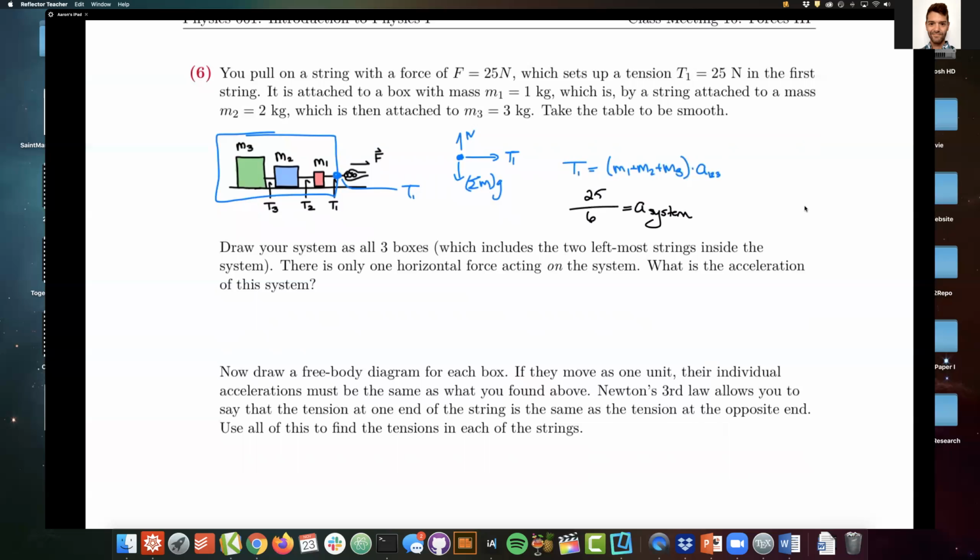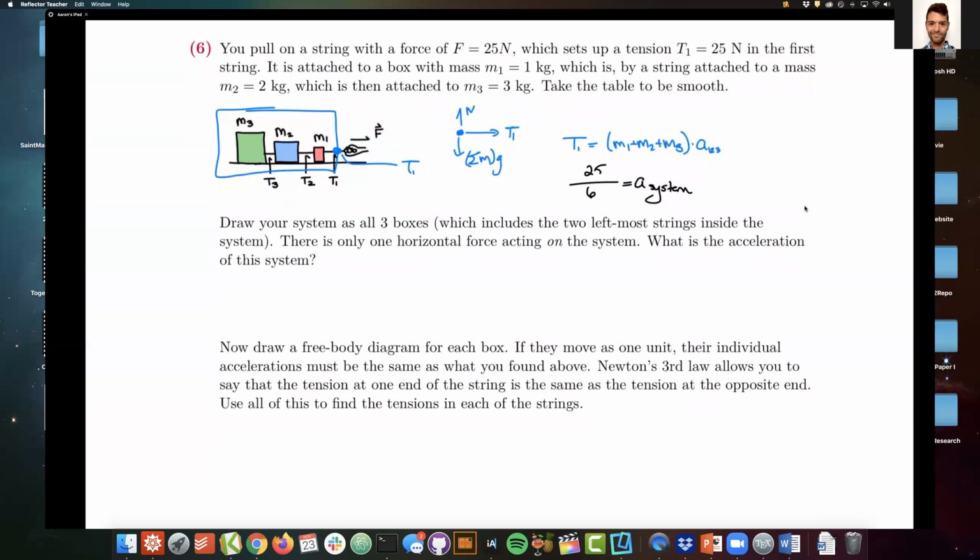Which is helpful because every box itself is individually accelerating at this particular acceleration. If they had different accelerations, then that would mean they would move relative to one another. And the strings might go slack, for example, or the strings might snap if they were not all accelerating together.